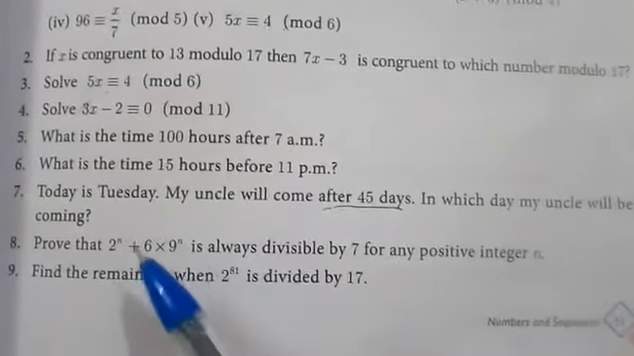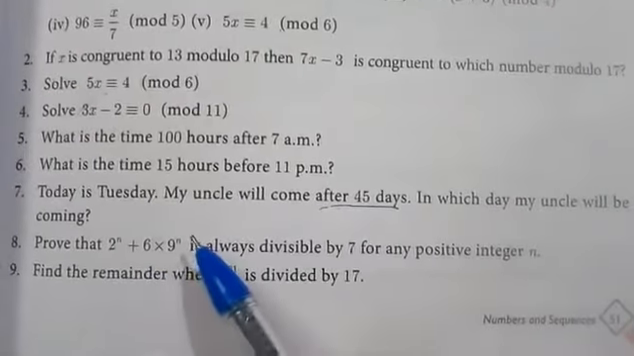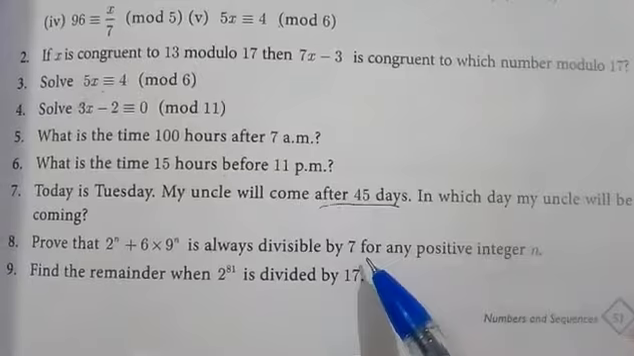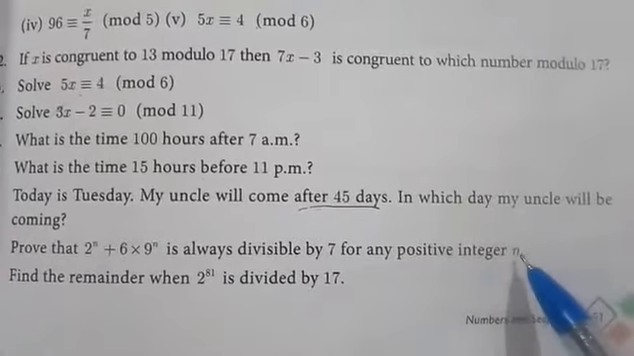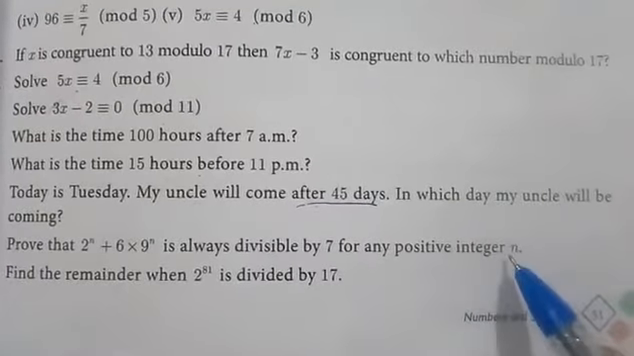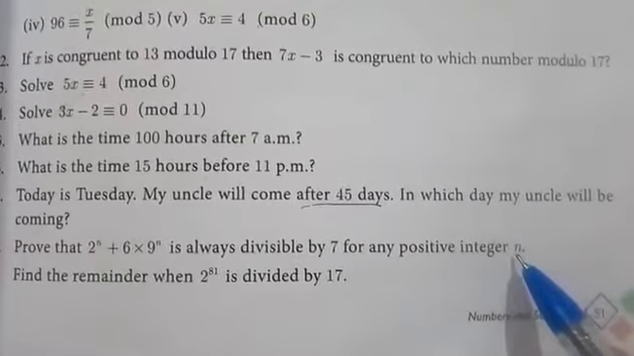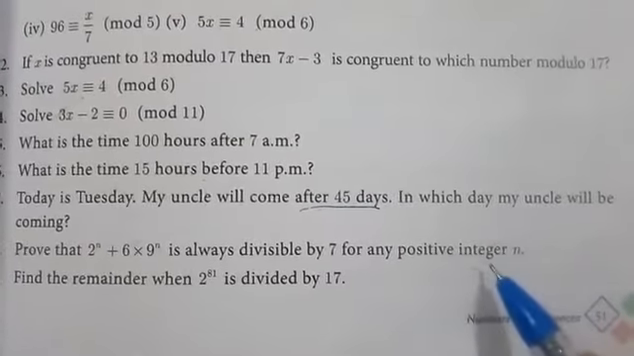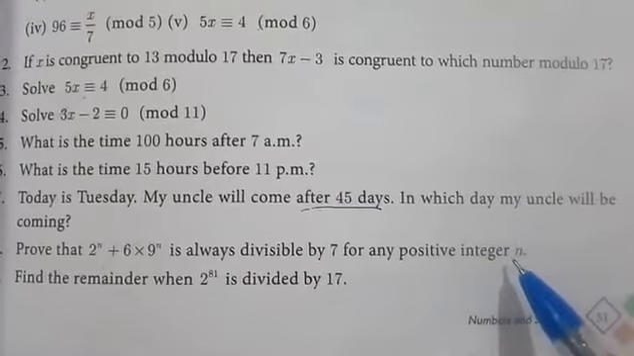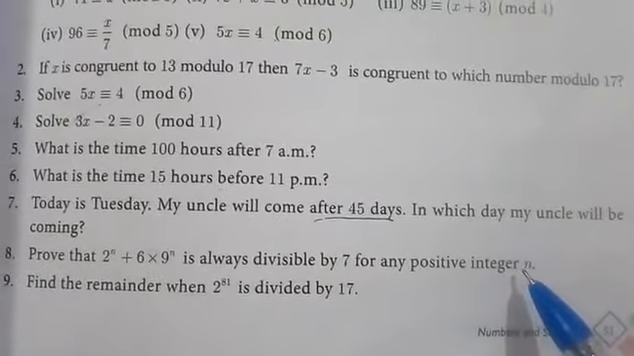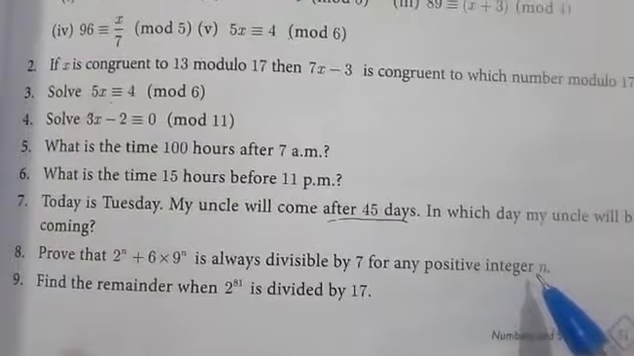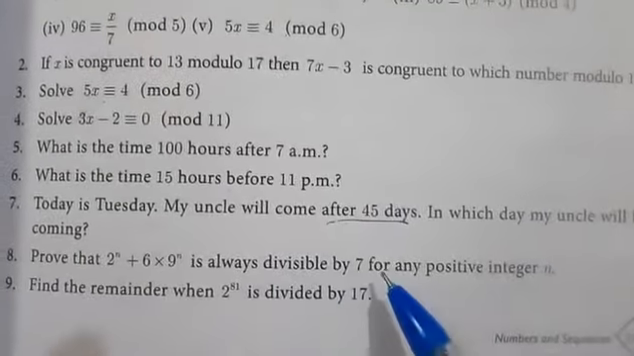Eighth question: prove that 2 power n plus 6 into 9 power n is always divisible by 7 for any positive integer n. We have to use only positive integers; 0 is not considered positive or negative. So take values from 1, 2, 3, any values. Randomly substitute 1 or 2 values, then you can easily conclude that it is divisible by 7.